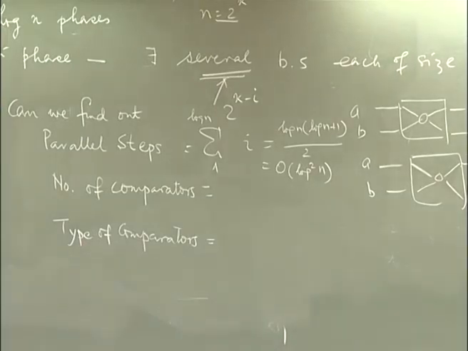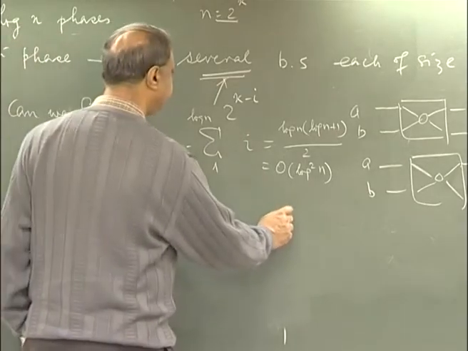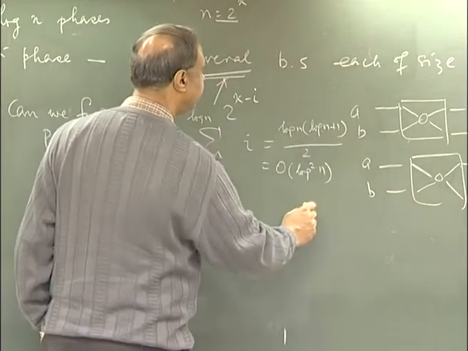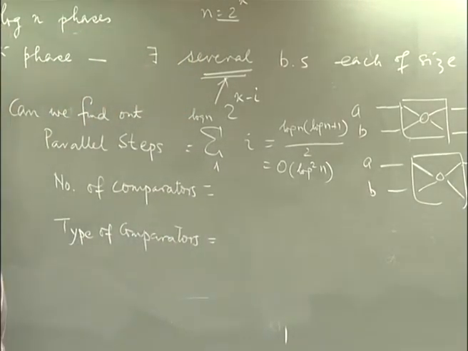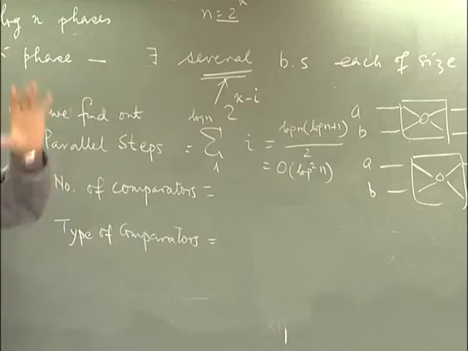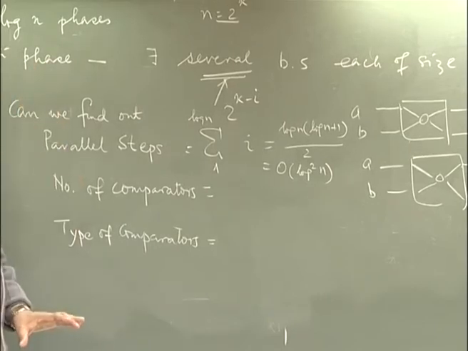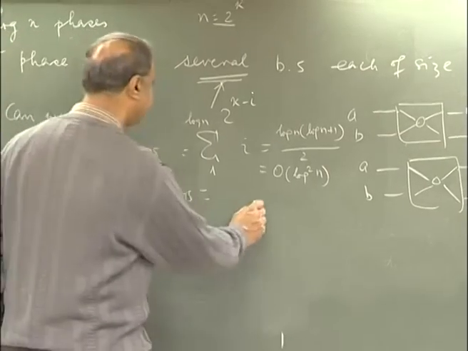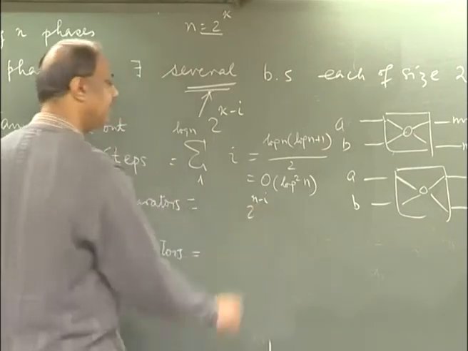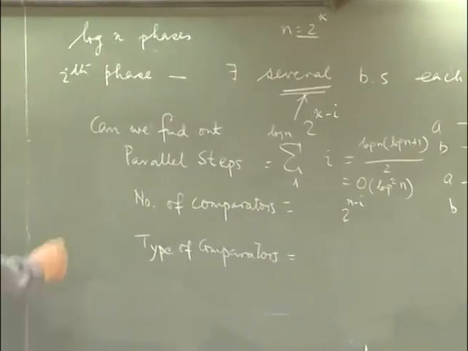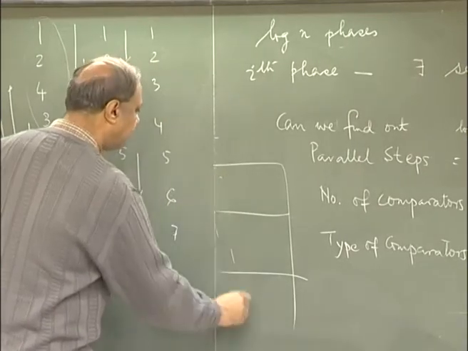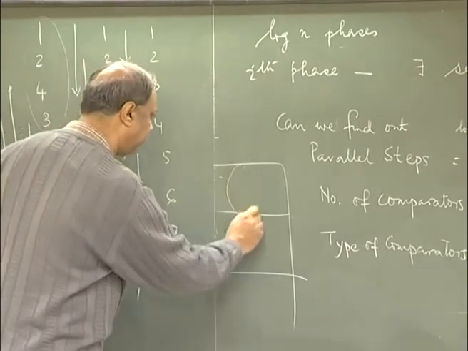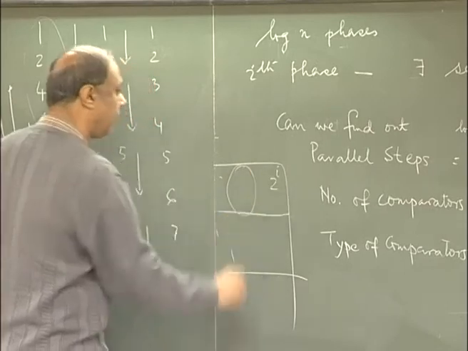Now, can you tell me how to find out the number of comparators? At the ith stage, how many parts are there? 2 to the power n minus i. That many subparts are there. In the ith stage, 2 to the power n minus i subparts are there. Each is a bitonic sequence of size 2 to the power i.